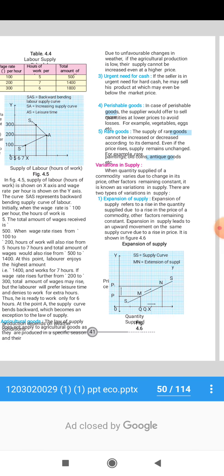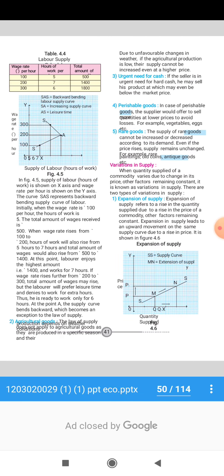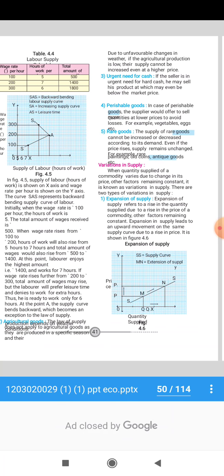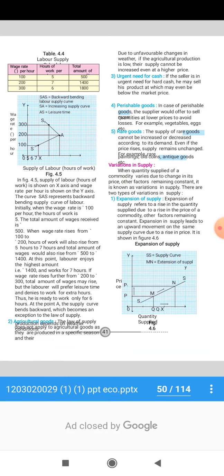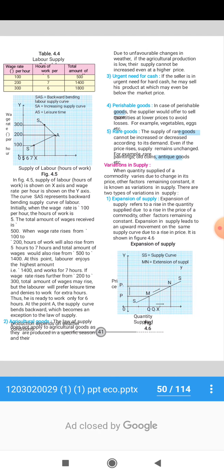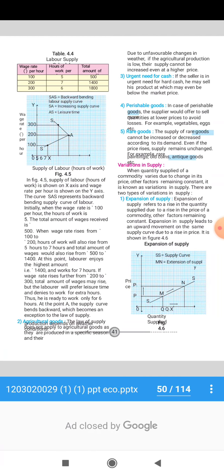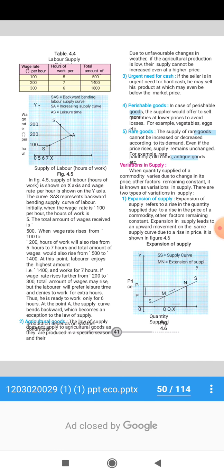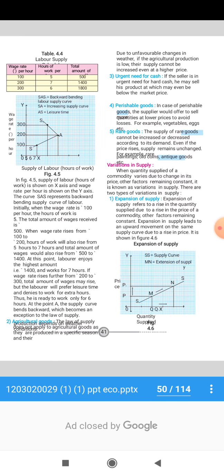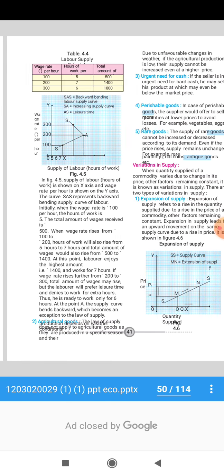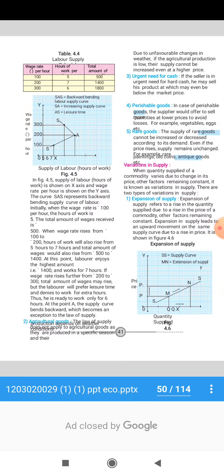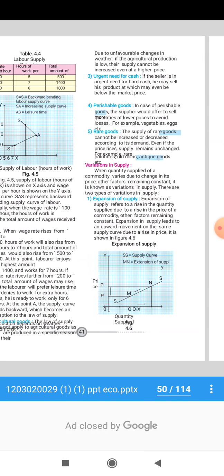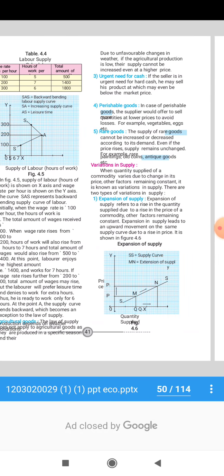Original price is P, and at the same time quantity supplied is Q. But due to rise in the price from P to P1, quantity supplied also rises from Q to Q1. That is expansion of supply.